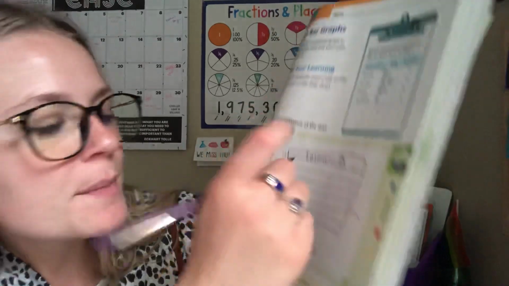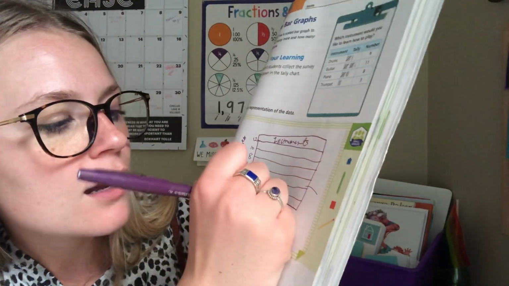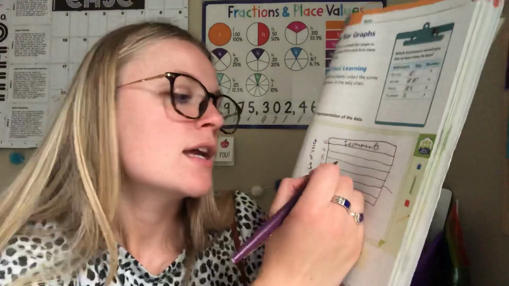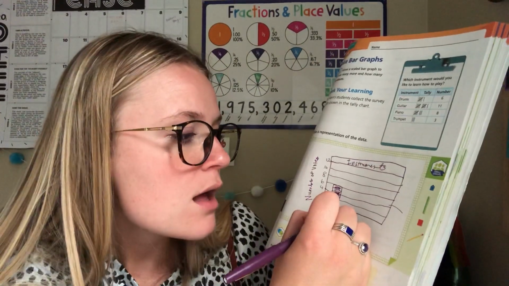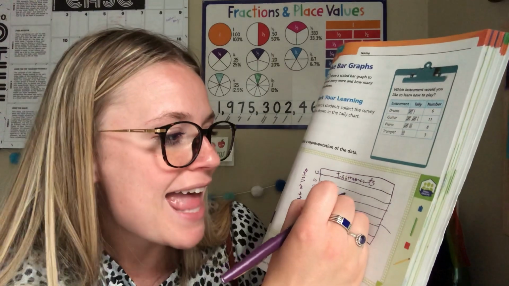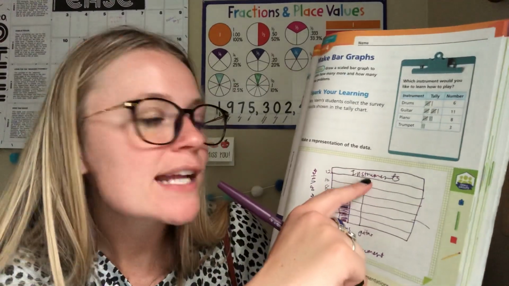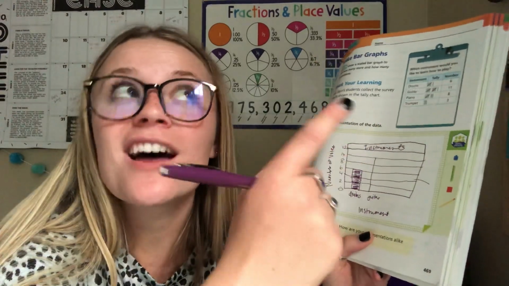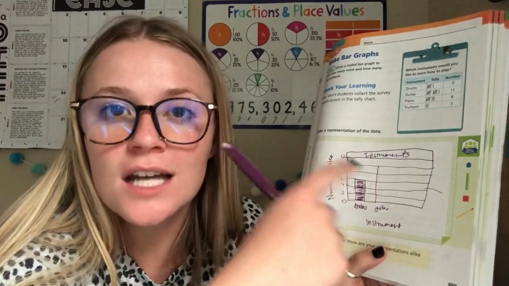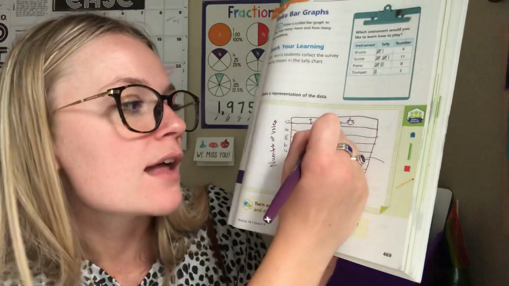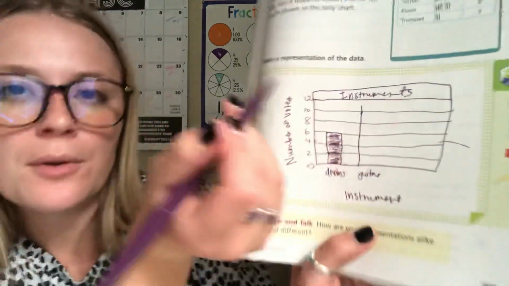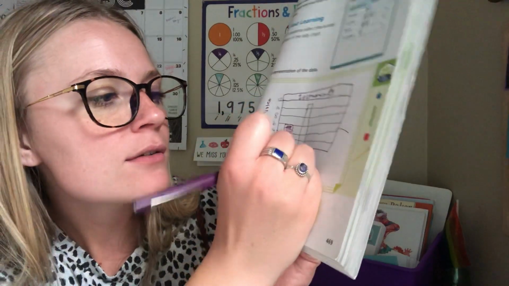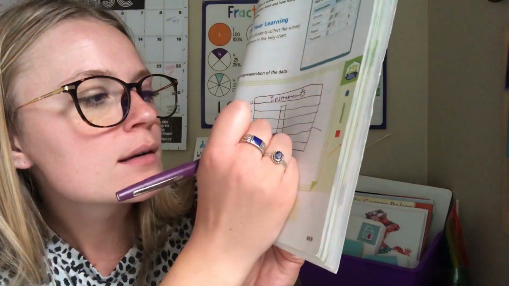Then the next instrument is the guitar. So I'll write guitar. And guitar got 11 votes. So this one, I'm going to go all the way up to 10. And then it's not quite 12, so remember I'm counting by 2s, and so the even numbers are on the lines, the odd numbers are halfway in between the lines. So I'm going to stop right there. Draw across and back down, fill it in, and that's my bar.